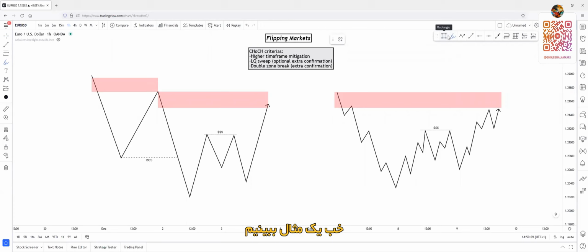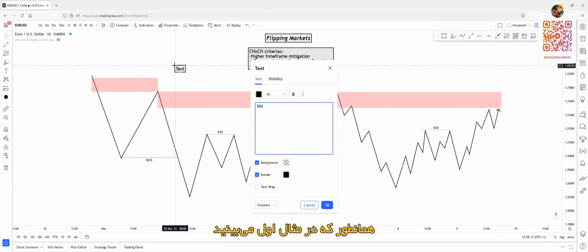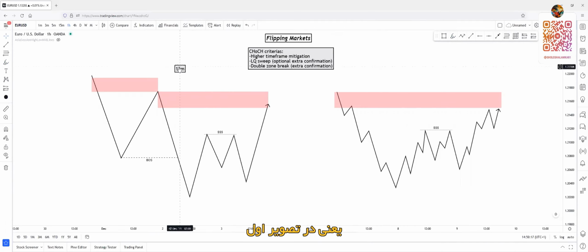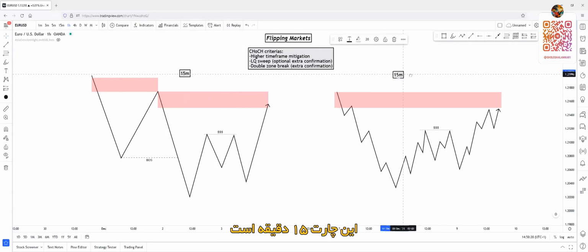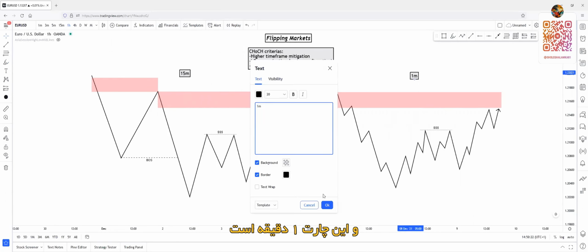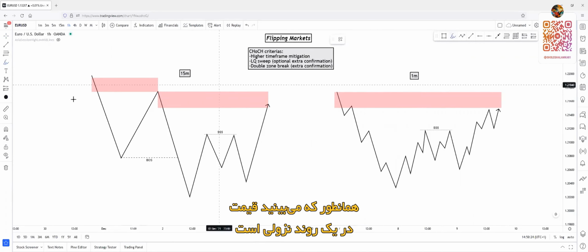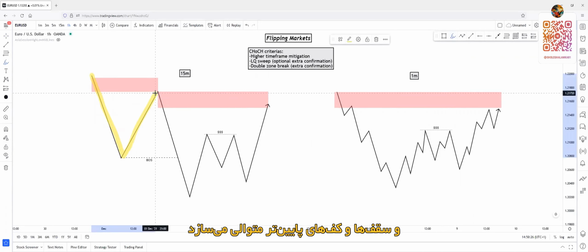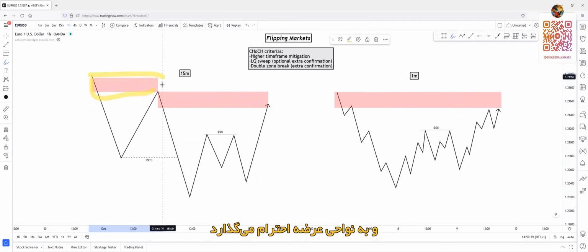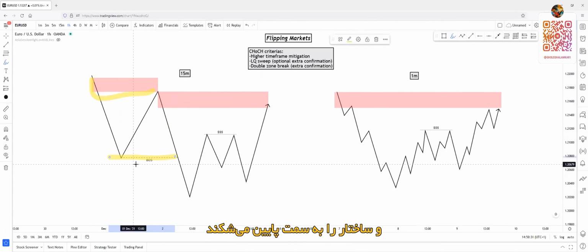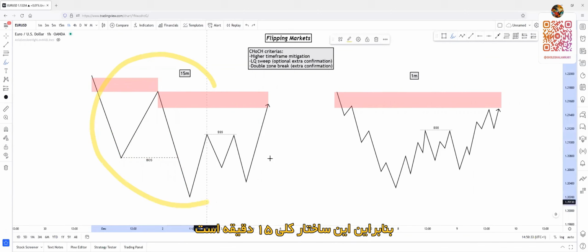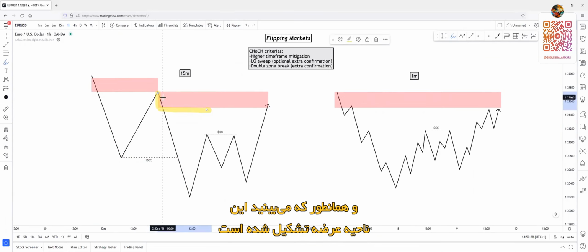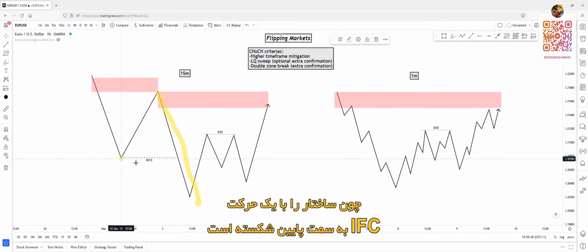Okay, let's see a concrete example and the criteria. As you can see on this first example, first image, price is moving in a downtrend. This is the 15-minute chart, and this will be the 1 minute chart. Price is moving in a downtrend, creating a series of lower lows, lower highs, respecting supply zones, breaking through demand zones, and breaking structures to the downside. So this is the overall 15-minute structure. And as you can see, this supply zone has been created because it broke structure to the downside with inefficient movement.